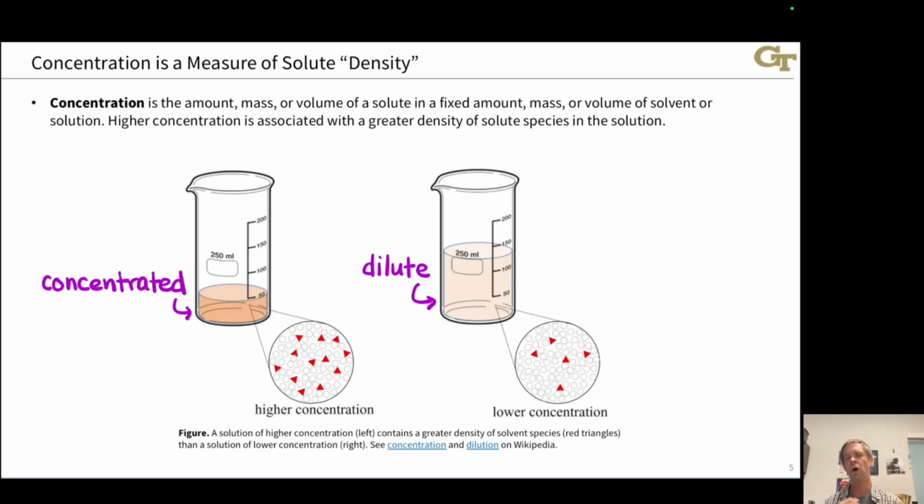And we can already begin to start thinking about the appropriate units here. Maybe it's the mass of those red triangles per liter of solution. Maybe it's the number of moles of those red triangles per liter of solution, something along these lines. These are both units of concentration.